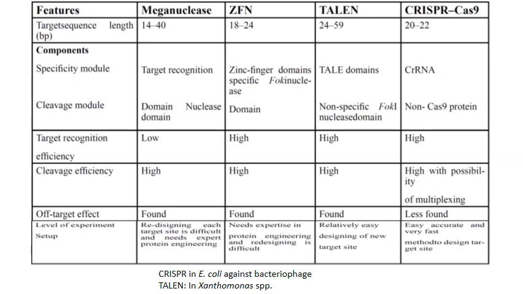First one is target sequence length. Meganucleases have around 14 to 40 base pairs. In zinc finger nuclease it is 18 to 24, in TALEN it is 24 to 59, and in CRISPR it is 20 to 22. Always remember, meganuclease and zinc finger nuclease always target the protein sequence, whereas TALEN and CRISPR-Cas are the two mechanisms which target the DNA.